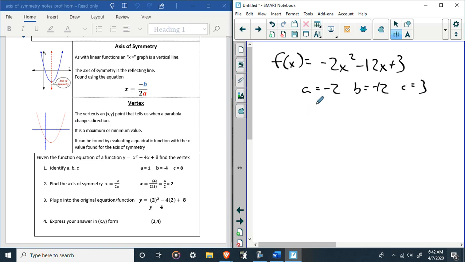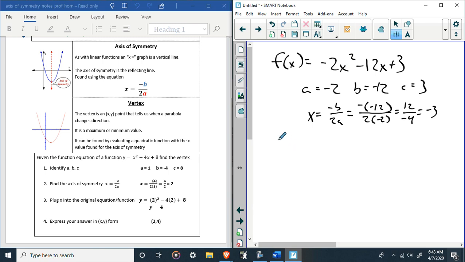All right. So again, what are we going to do? x is equal to negative b over 2a. That's negative 12 over 2 times negative 2. Negative 12 is positive 12, and 2 times negative 2 will become negative 4. 12 divided by negative 4 will be negative 3. Okay, watch plugging negative 3 back in here with the square.